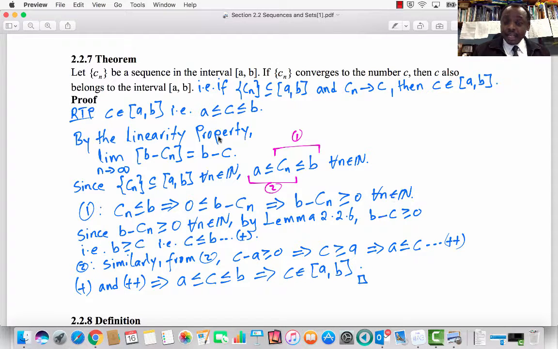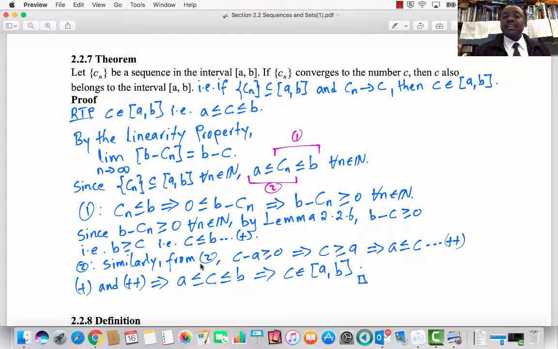By the lemma we just saw above, lemma 2.2.6, the limit of this sequence, which is b minus c, would also be greater than or equal to 0. In other words, b is greater than or equal to c, or we say c is less than or equal to b, and that is the first inequality we have here. Similarly, we prove the second inequality and we're done.